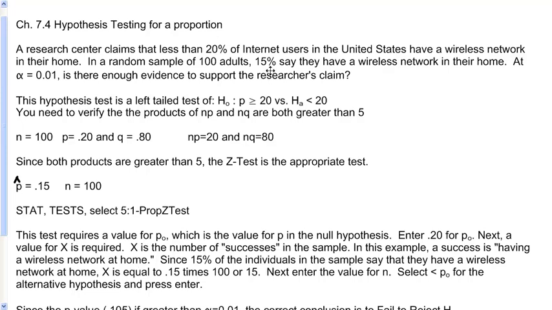So we know 15% of the people said they have a wireless network. So we're going to multiply 0.15 times 100, because 0.15 will be the proportion of successes, and that gives us 15. And that's what x is going to be. Next, enter the value for n, and I'll show you how to do this in just a minute. And you're going to select less than p sub 0 for the alternative hypothesis, and you're going to press enter. So that's kind of what we're going to do on the calculator.